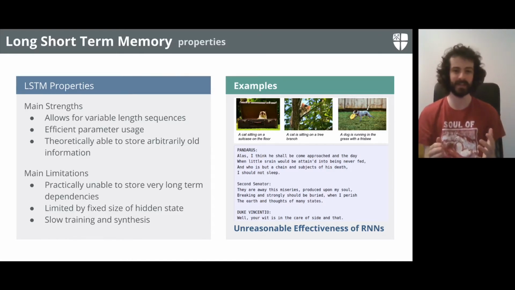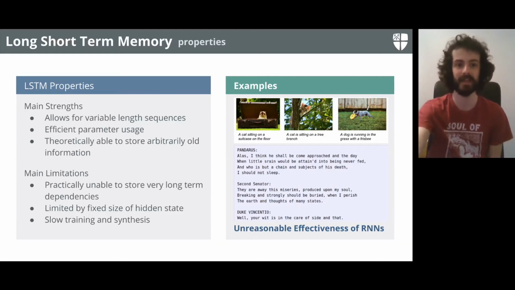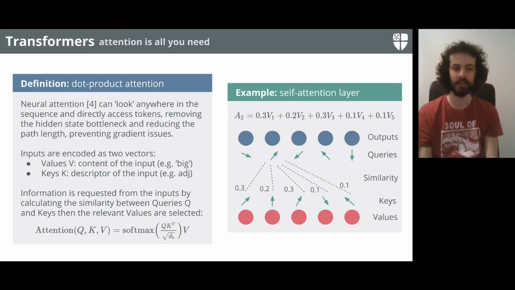If we're doing something like translation, then we have to encode an entire input sequence into a single hidden state, get all that information into one single vector, which for a long sentence is a real struggle, and it really breaks down in those use cases. One method that's been replacing standard RNN and LSTM methods is neural attention, where instead of encoding all the information in this single vector, we can look anywhere in the sequence we want to and directly access the information at that position. And that removes that hidden state bottleneck.